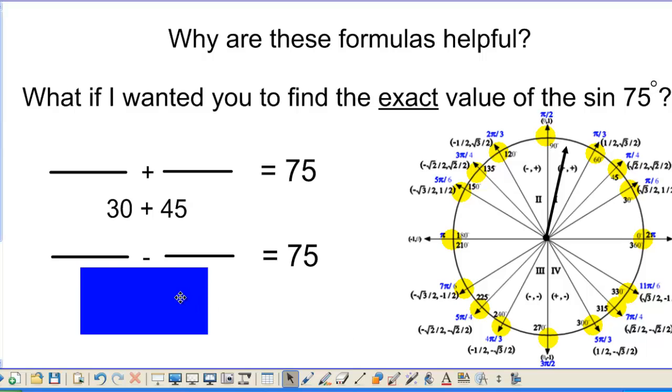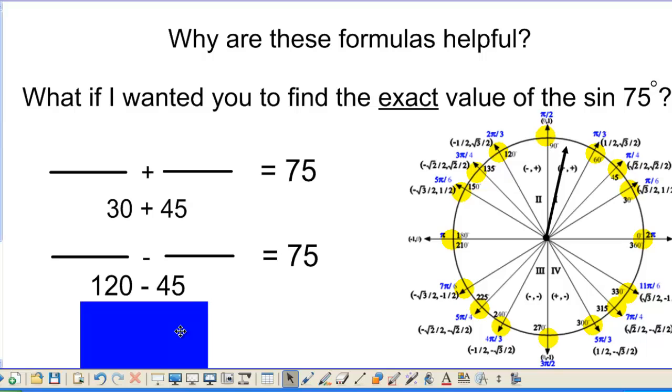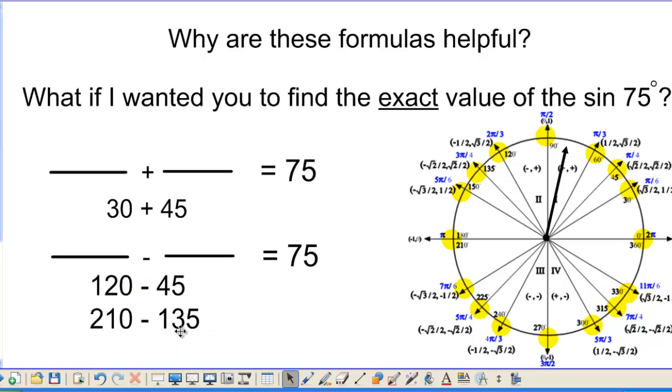But I could also get a little creative. I could take 120 minus 45 to get 75. I could also do 210 minus 135 to get 75. Any of these will work. It will yield the same results. First quadrant angles tend to be angles that you probably know the sine, the cosine, and the tangents maybe a little bit quicker. So that's why I would encourage you to use first quadrant angles when you can, but that's not always going to be useful.